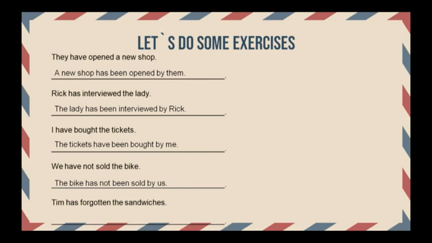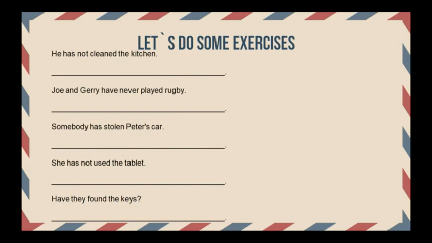Then, Tim has forgotten the sandwiches. So, Tim is a subject, has forgotten is a verb in present perfect simple. The sandwiches, they are an object. So, the sandwiches have been forgotten by Tim. Great. Okay. Next slide. Okay, we have 5 more sentences.